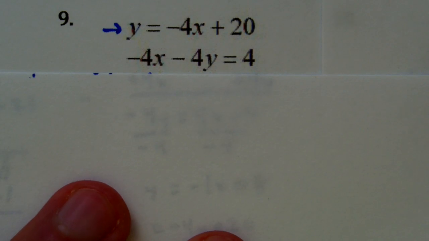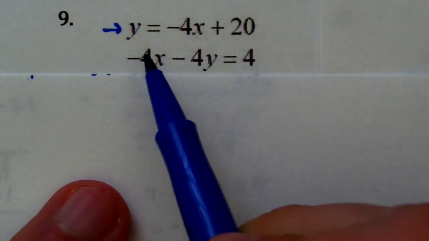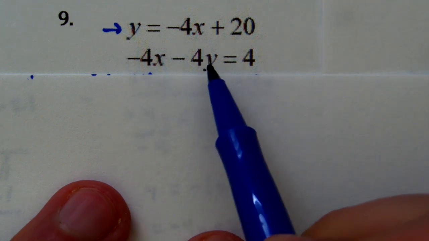All right, y equals 4x plus 20, and negative 4x minus 4y equals 4. We need to solve this by substitution to find the ordered pair that fits and solves this system. So the first one's already solved for y. We love it. The second one, however, is not. So we've got to move some things around to get y by itself.